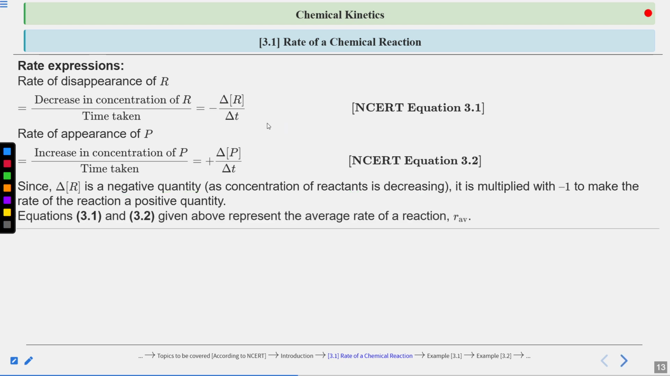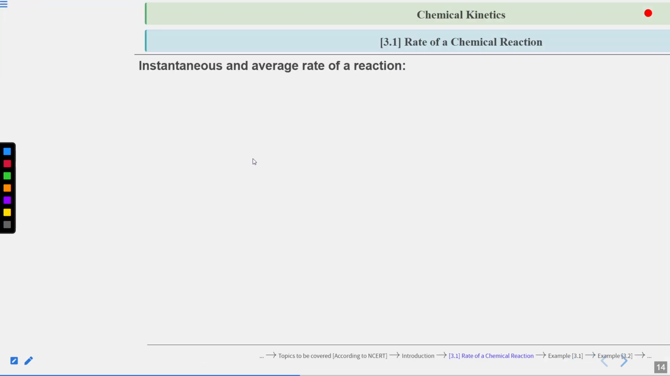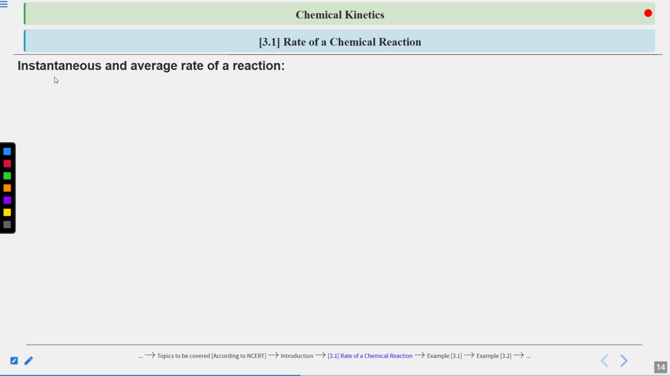So equation 3.1 and equation 3.2 given above represent the average rate of a reaction, that is R average. Okay, so these are representing the R average rate of reaction. Now let's talk about the instantaneous and average rate of reaction. What are these?